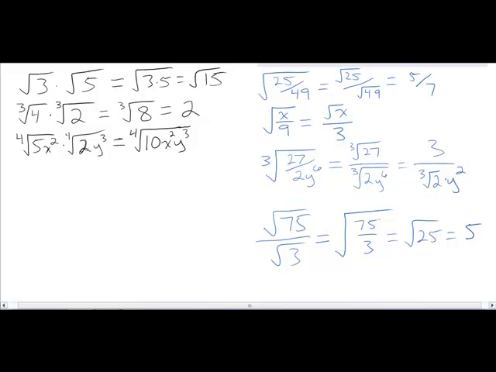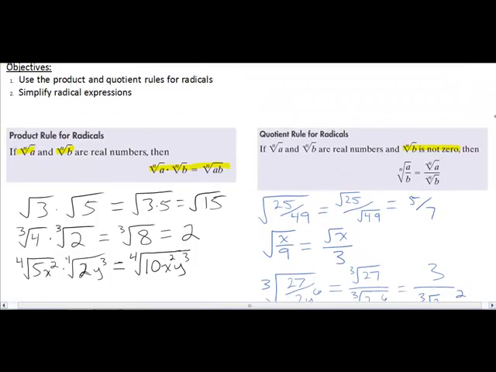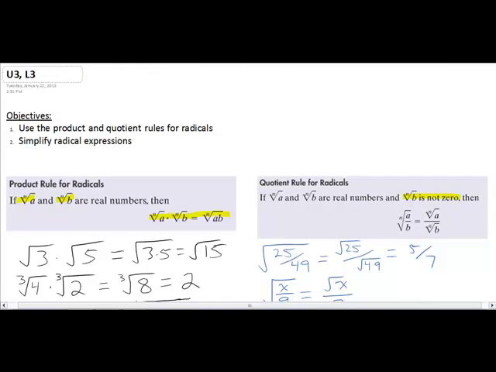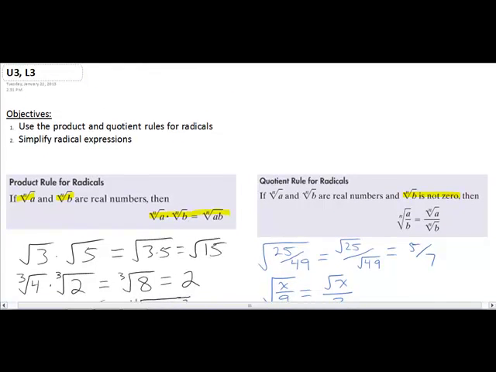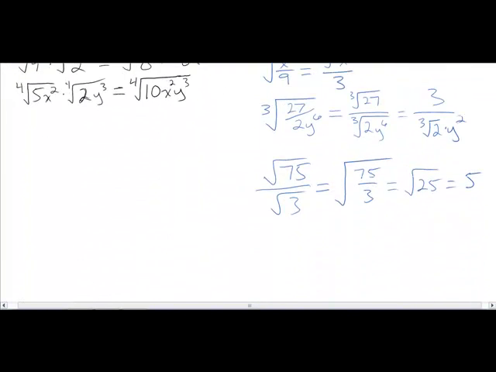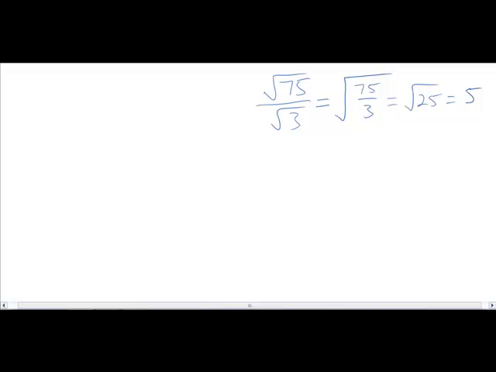Okay. Now, that's the first objective. The first objective was using the product and quotient rule for radicals. Now we want to simplify radical expressions. Let me give myself a little bit more space. So, let's do it in red, because that always makes people anxious. Let's say, for instance, you have the square root of 50. When we say simplify this, we mean we want to factor it and break it down and see if we can get some smaller numbers out of this thing.